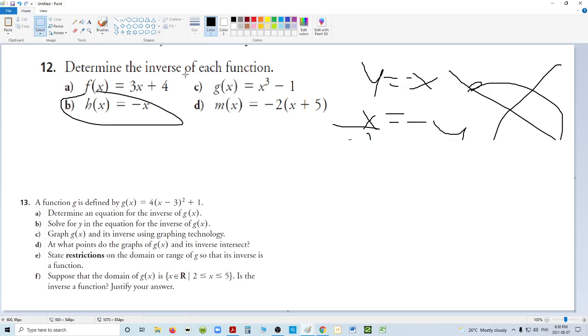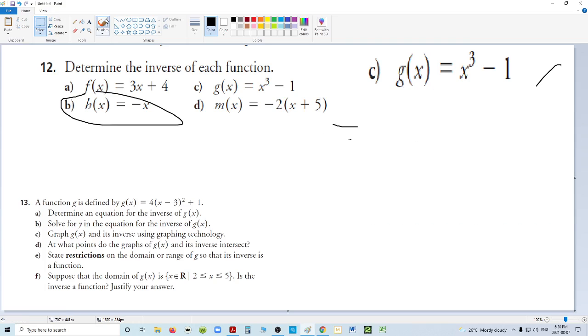Okay, let's do this one. We're doing this one now. Okay. So again, replace all the x and the y values.